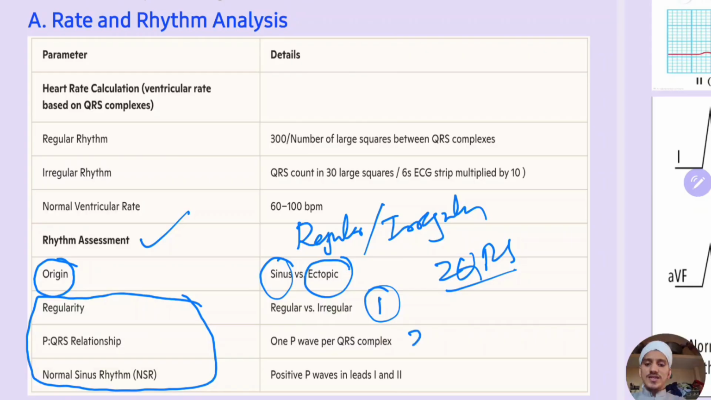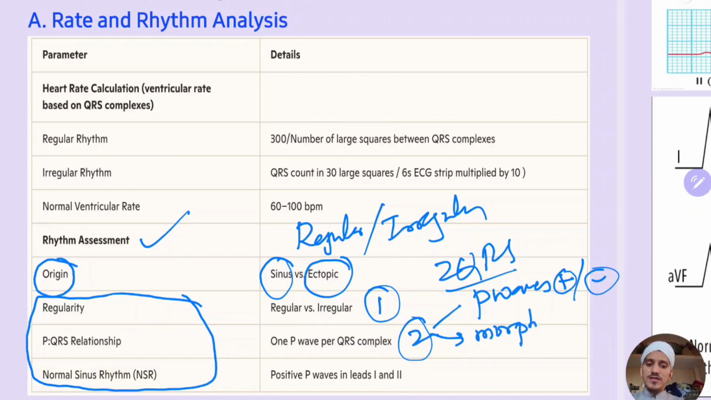After that, you will see the P waves, whether there are P waves or not, and if they are there, what their morphology is. And is that P wave followed by a QRS complex? Three things: whether the P waves are present or not; second, if present, what is the morphology; third, whether it is followed by a QRS complex. This is important. These three things are very important.